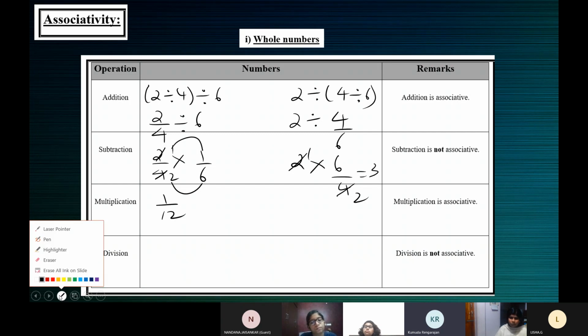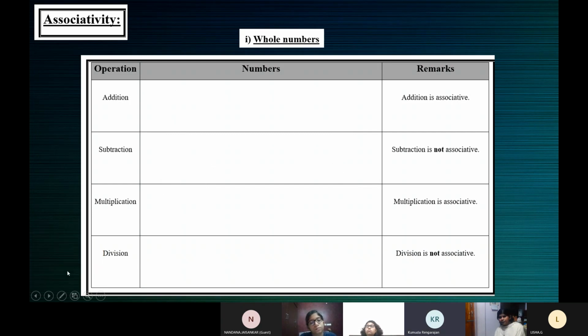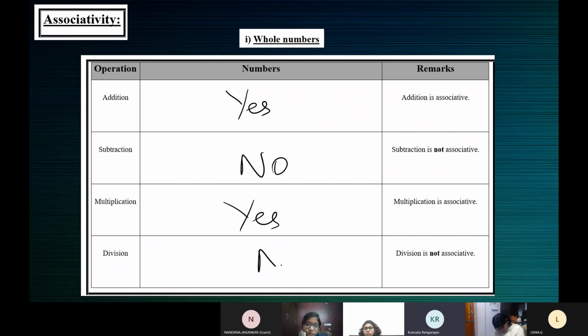Addition: you group them in any order and add, you will get the same answer. Subtraction: if you change the order, you will not get the same answer. Multiplication, you will get the same answer. Division, you will not.